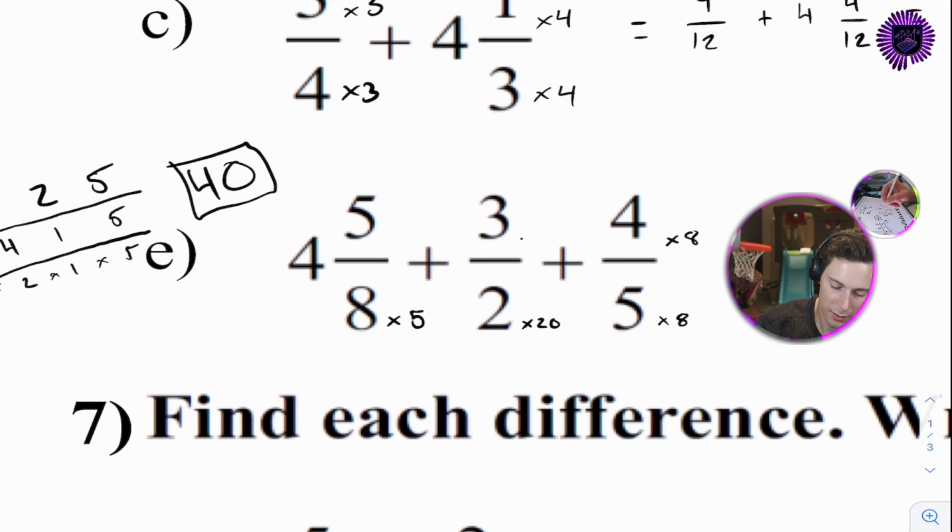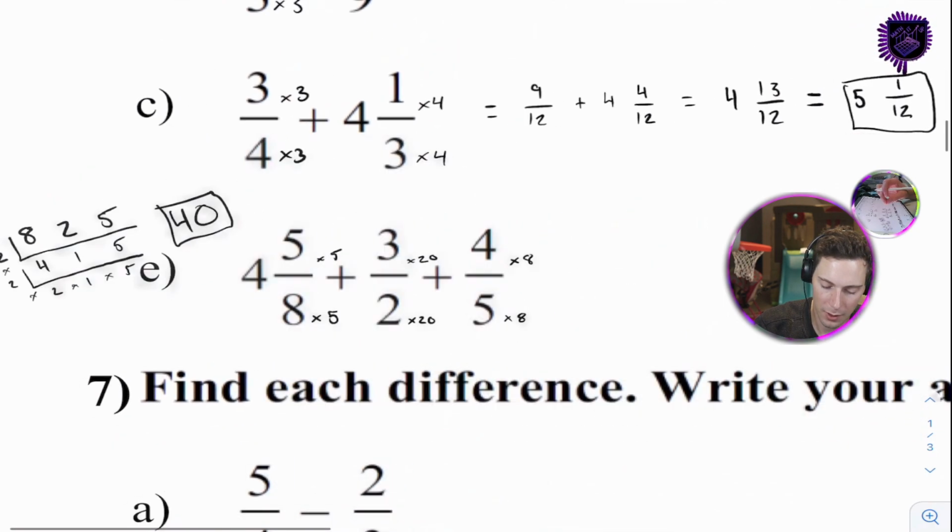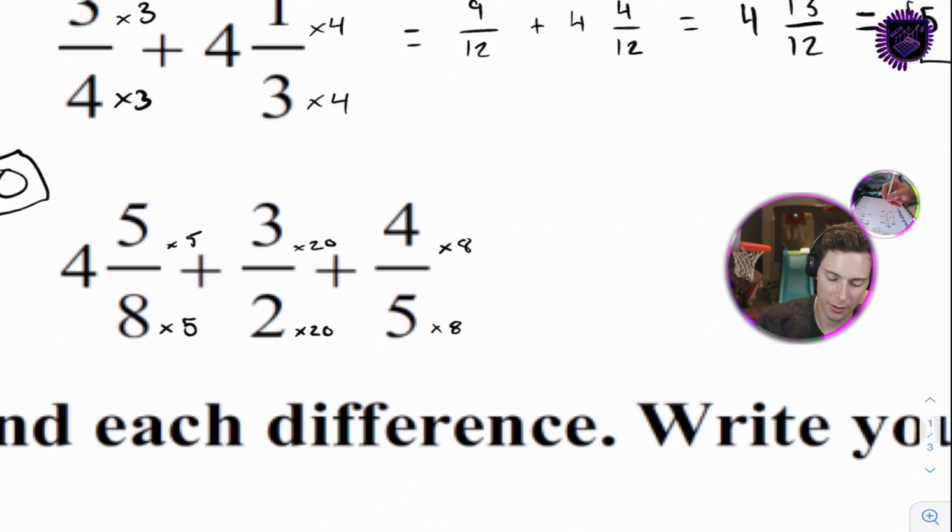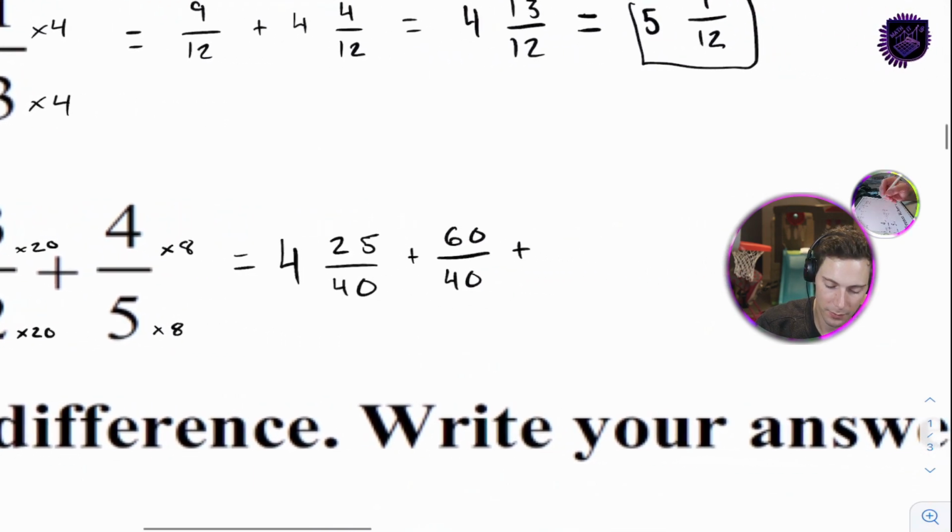Times 8, times 20, times 5. Okay, let's rewrite our equivalent fraction now. 4 and 25 40ths plus 60 40ths plus 4 times 8 is 32 40ths. All right, that looks good.